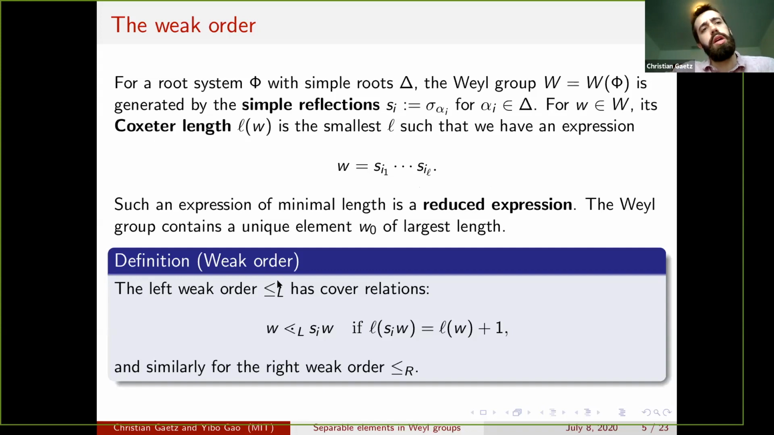The weak order: there are two weak orders, the left and right weak order. The left weak order has covering relations where I multiply by one of my simple generators on the left. And if that increases my length, then that's a covering relation in the weak order. Similarly, the right weak order is defined by right multiplication.